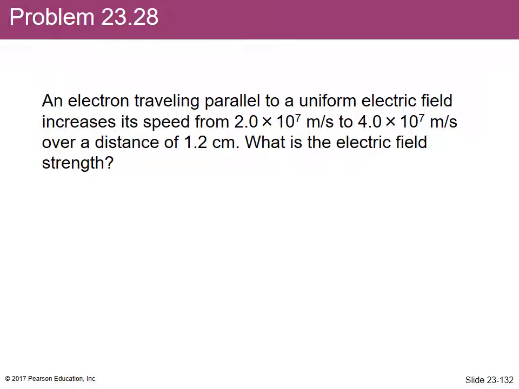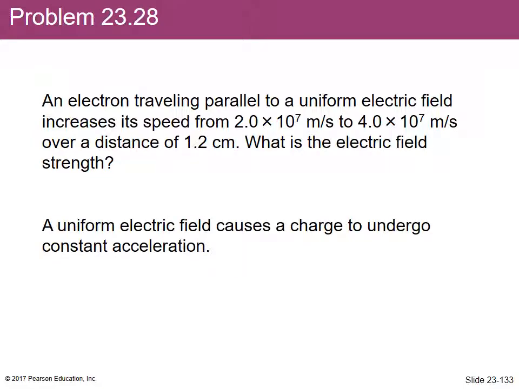An electron traveling parallel to a uniform electric field increases its speed from 2 times 10 to the 7 meters per second to 4 times 10 to the 7 meters per second over a distance of 1.2 centimeters. What is the electric field strength?